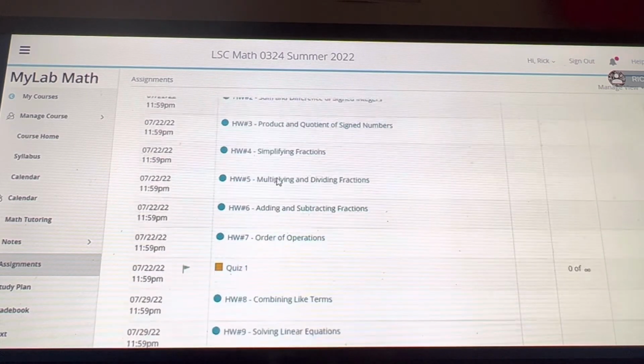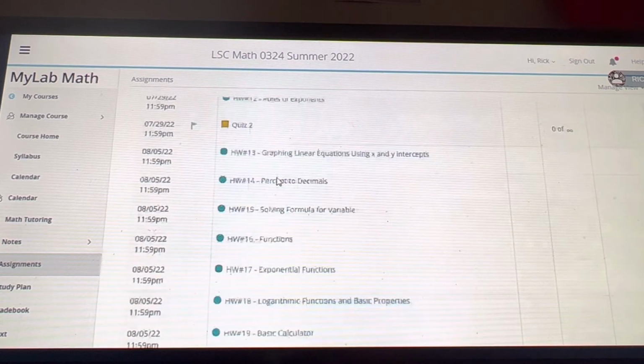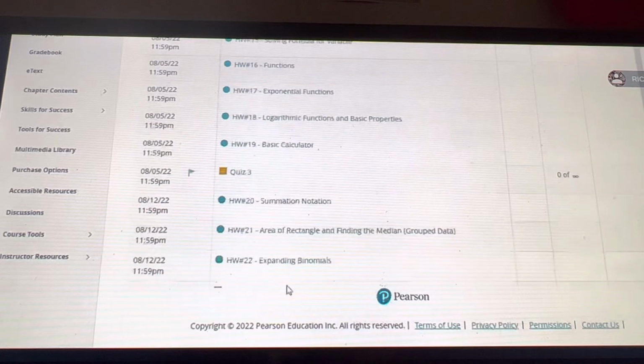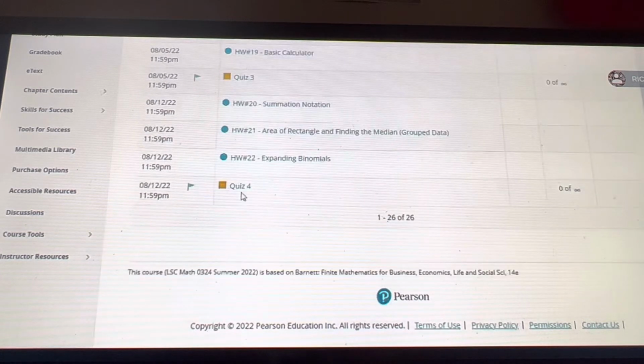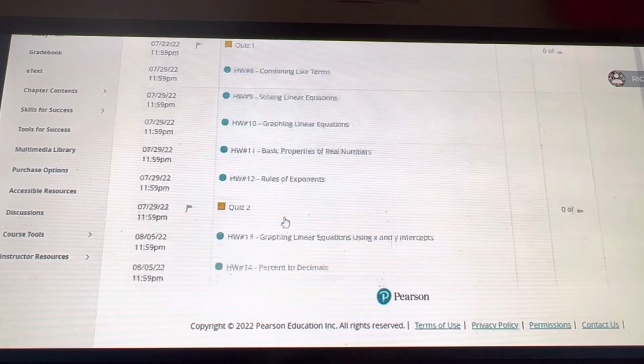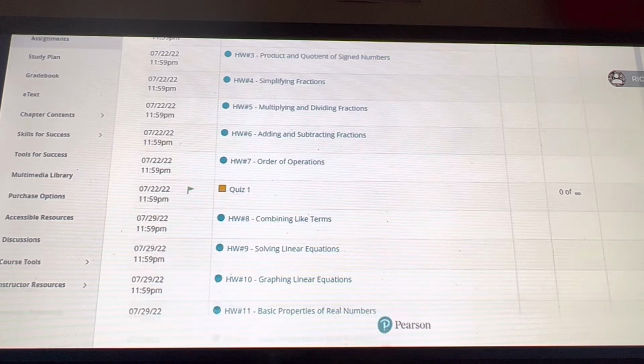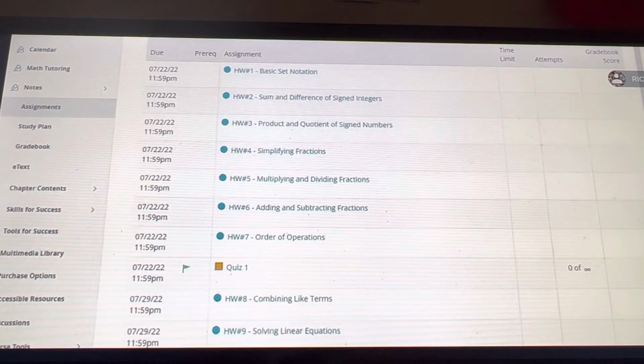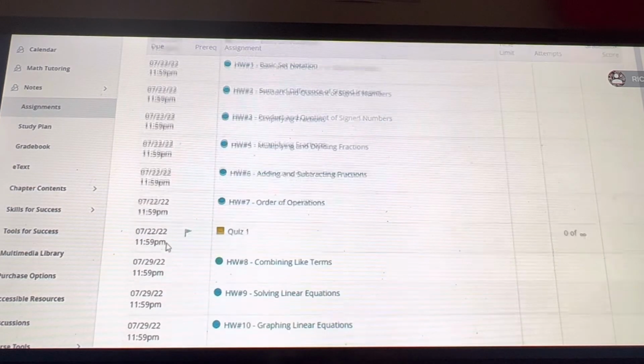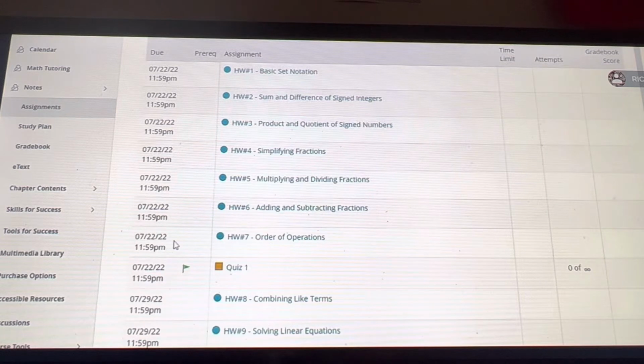All the homeworks are here for the whole semester. And then there's a quiz at the end of each week. Quiz 4, quiz 3, quiz 2, quiz 1. Each one's due on a Friday night. And all the homework for that week is due at the end of the week as well, on Friday night. So you need to keep up with these as close as possible to the calendar, because once the deadline's passed, you can't work on them anymore, and then your grade is whatever it is at that point.